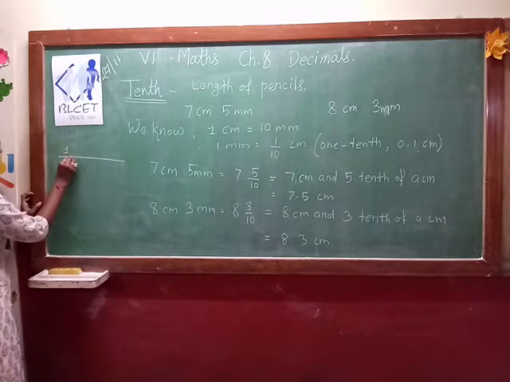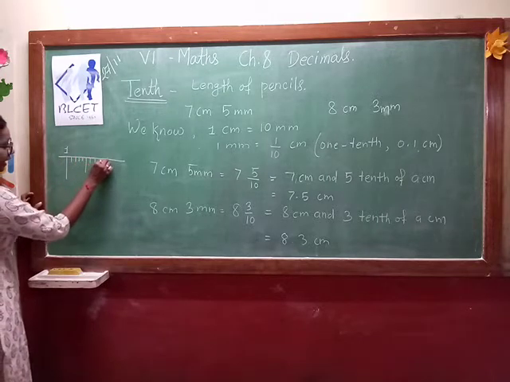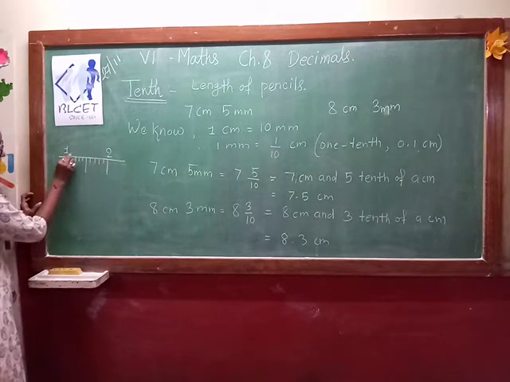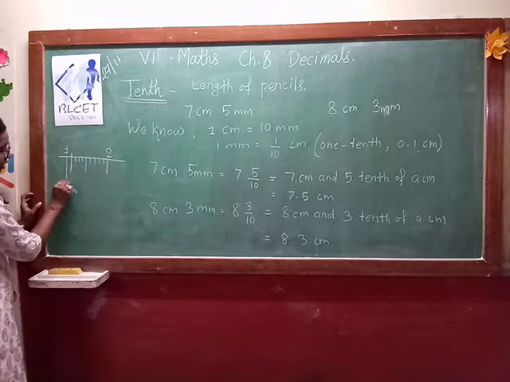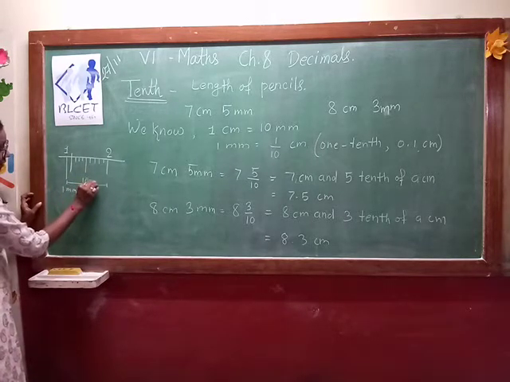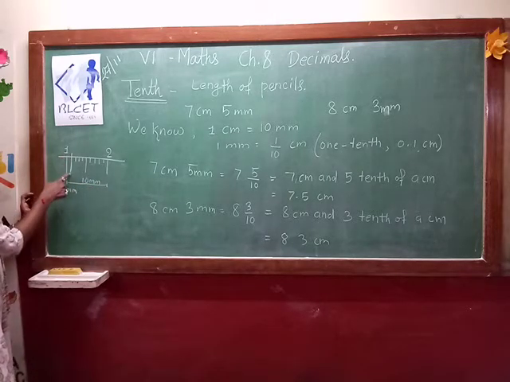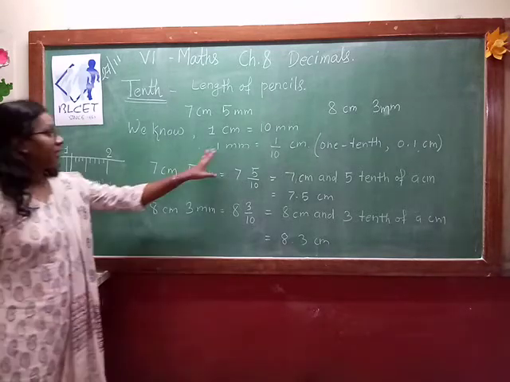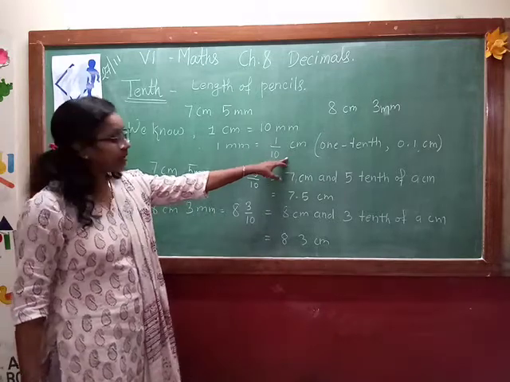If you observe your scale, just understand the concept. This is your 1, 2, 3, 4, 5, 6, 7, 8, 9, 10, 2. So each division represents 1 millimeter. Same way from 1 to 2, how many divisions are there? 10. So this is 10 millimeter. So 1 centimeter is equal to 10 millimeter. So 1 division, 1 line represents 1 millimeter. So 1 millimeter is equal to what? 1 by 10 centimeter.